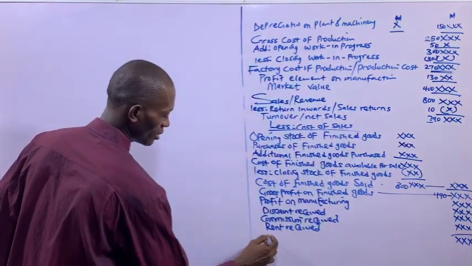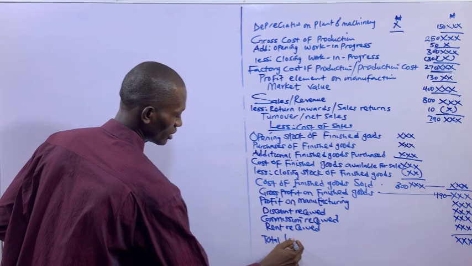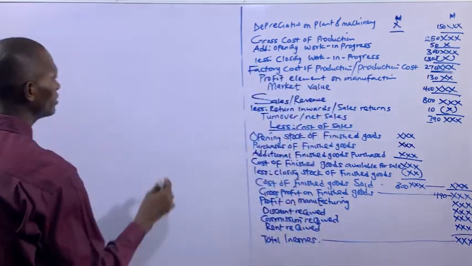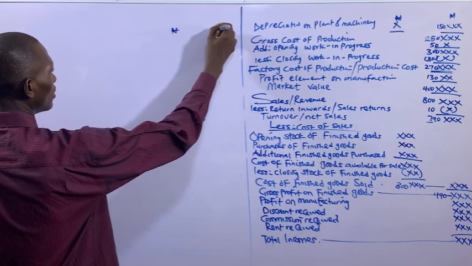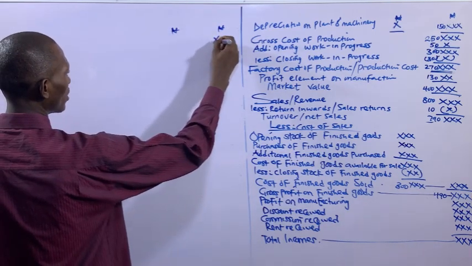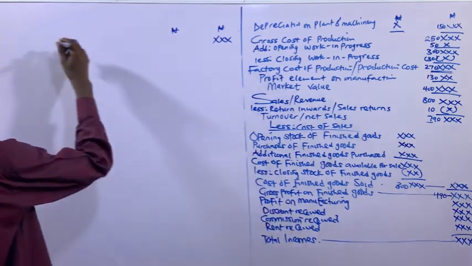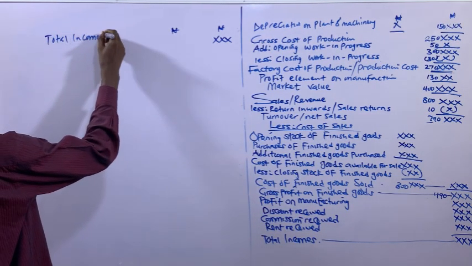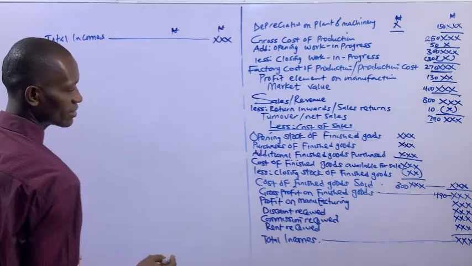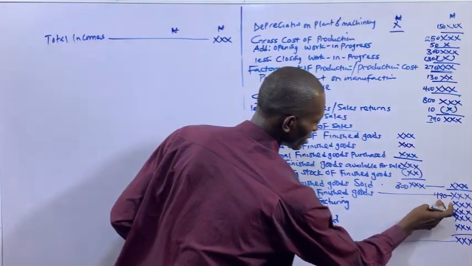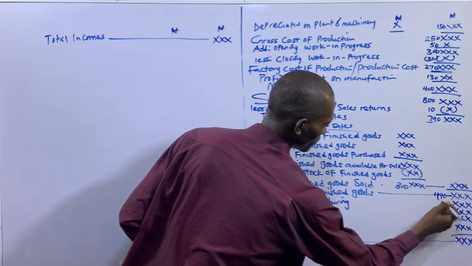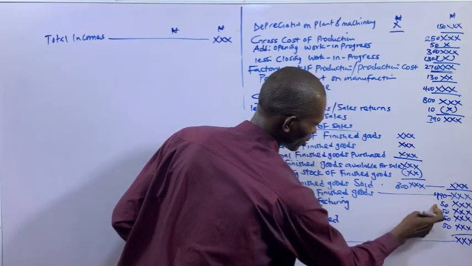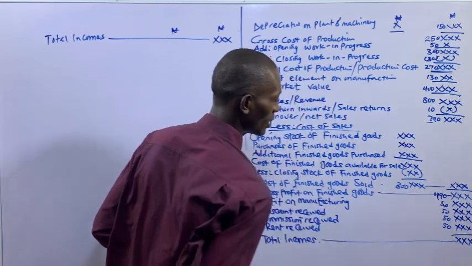So total income. These are total incomes. Our total income is here. Let me bring this here. Total incomes, let's say that is 490 plus, let's say 50, 50, 50. We are just assuming. So that's 200 plus 490.